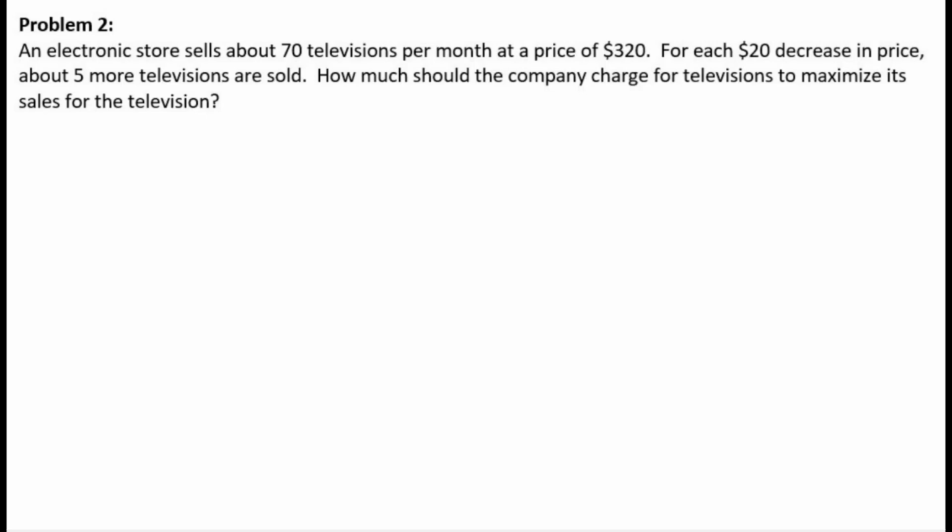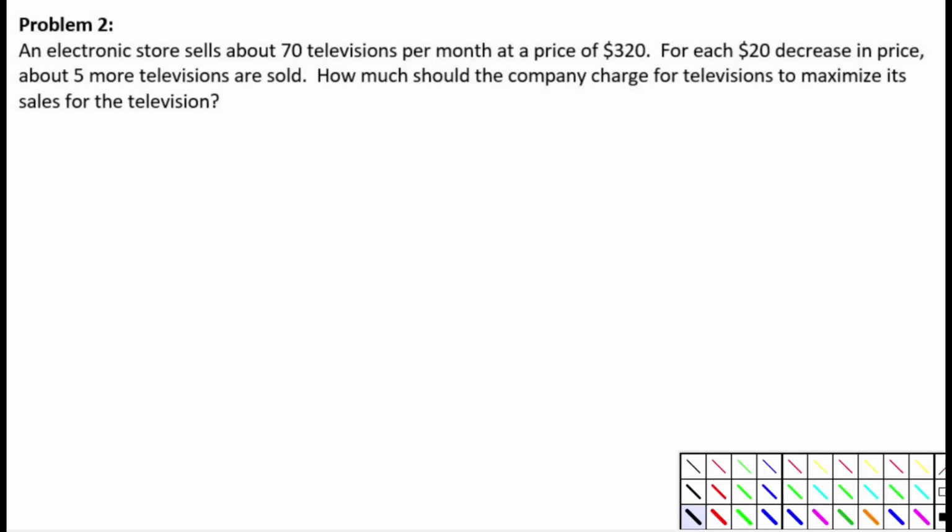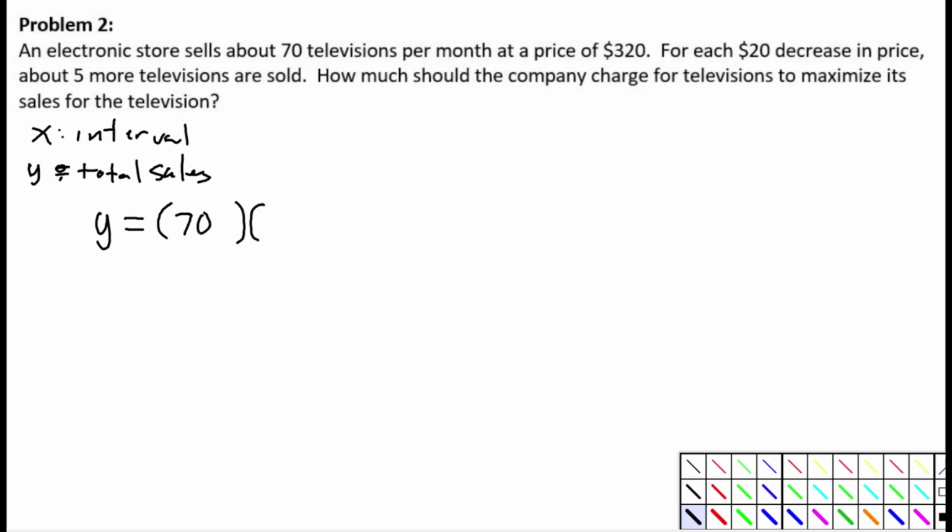So let's write ourselves a little equation. So y is going to be, again, I'm going to use x for my interval again, and I'm going to use y for my total sales. So my equation is going to be, so we know we just multiply, let's just write the first example. So the first example would be, I'm going to take 70 televisions and multiply by $320. This will give me my sales. But what's happening each time? So this is the money right here.